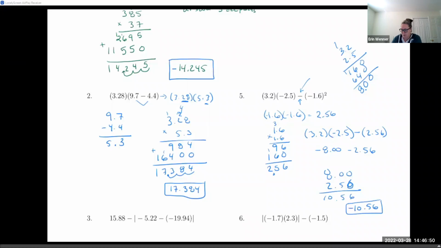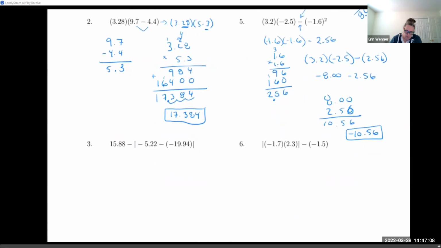So there's a couple of places where we can make a mistake there, right? We're multiplying the negative 1.6 times itself, meaning squaring it. We know our answer has to be positive, but we can't ignore that subtraction sign that was already there. We have to keep that.